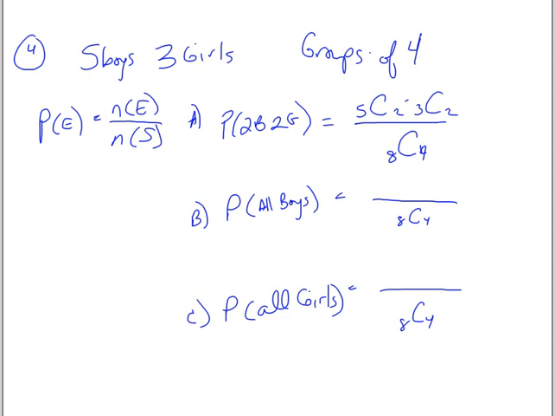All right, all boys would mean I want 4 boys. So it'd be 5, I have 5, I want 4, over 8C4. Probability all girls. Well, the problem is this. We don't have enough girls. So I don't even have to do this. The answer is 0. It's never going to happen because the probability won't work. So that's probability using combinations.